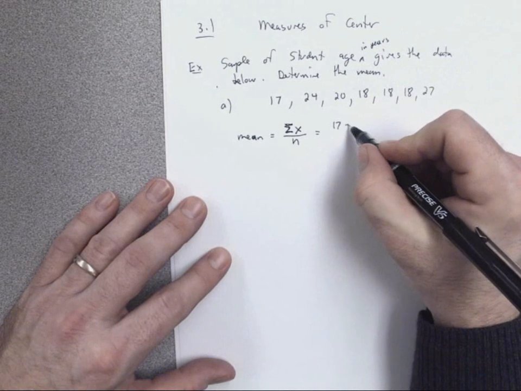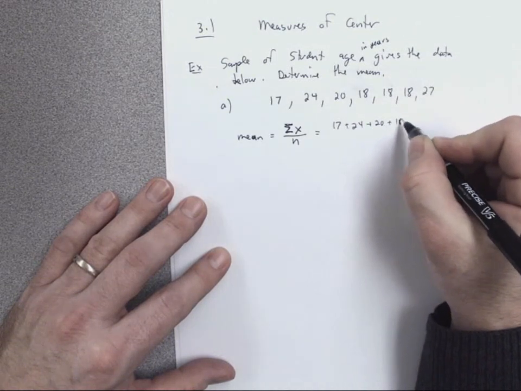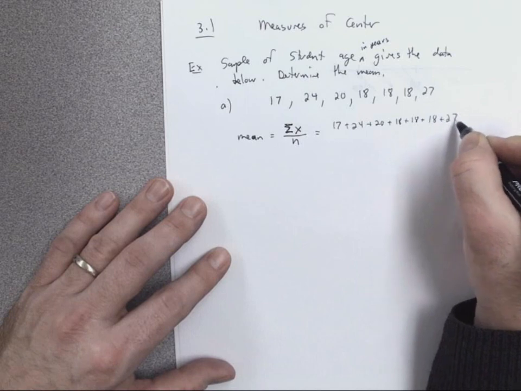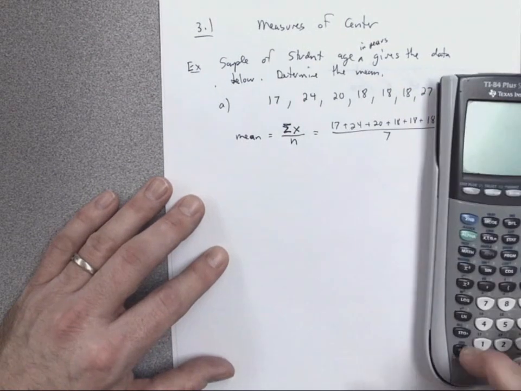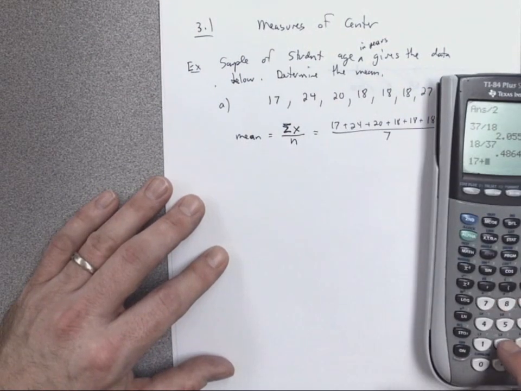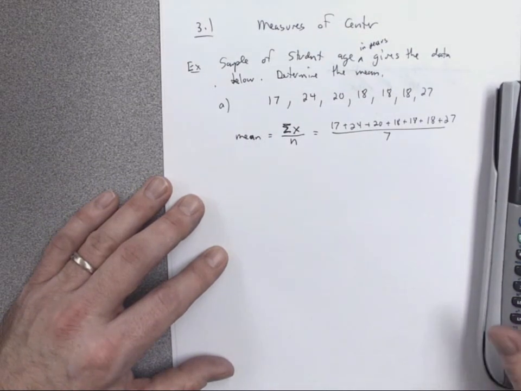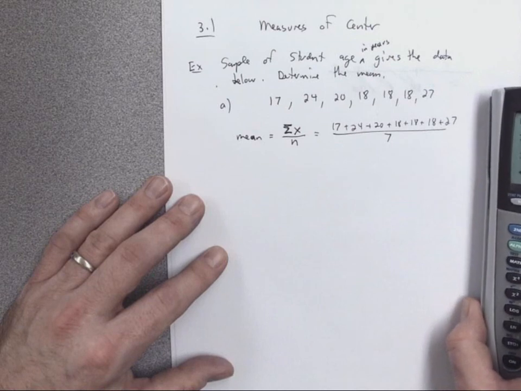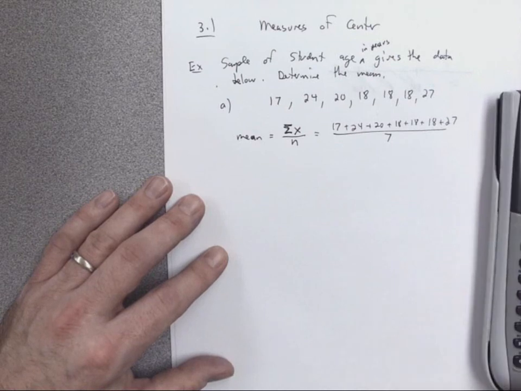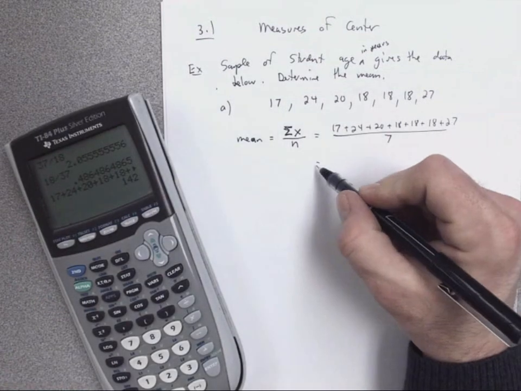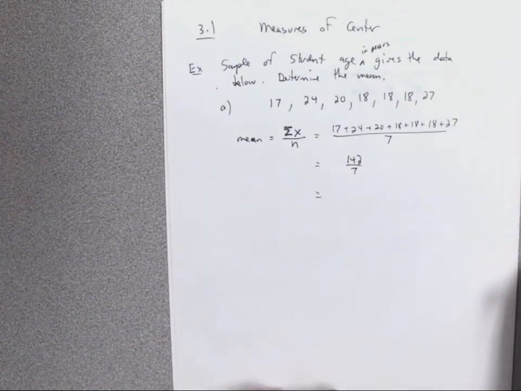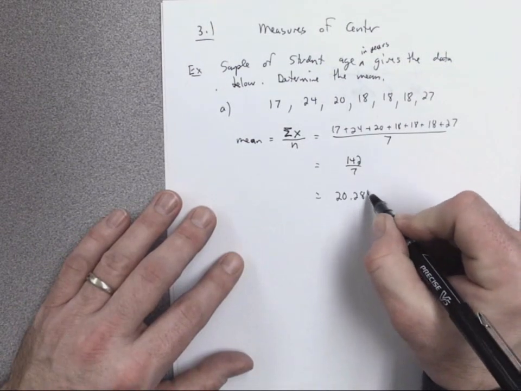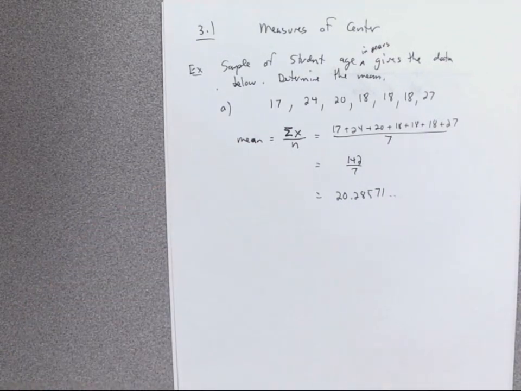What we're going to do is add them up: 17 plus 24 plus 20 plus 18 plus 18 plus 18 plus 27, and divide by how many there are: 1, 2, 3, 4, 5, 6, 7. So divide by 7. Let me go back to make sure I didn't mess that up: 3 18s, 20, 24, 7. What I get is 142 on the top. 142 divided by 7 gives 20.28571... We'll talk about rounding here as well.